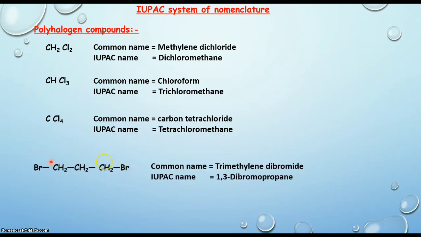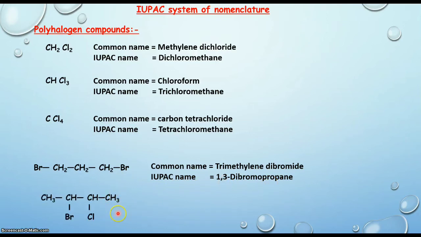The common name for this compound is trimethylene dibromide. Trimethylene means 3 times CH2 group is present and 2 bromine atoms are attached to it. The IUPAC name for this compound is 1,3-dibromopropane. As we can give numbering from left hand side or right hand side, and on first and third position bromine atoms are present, therefore, IUPAC name for this is 1,3-dibromopropane.